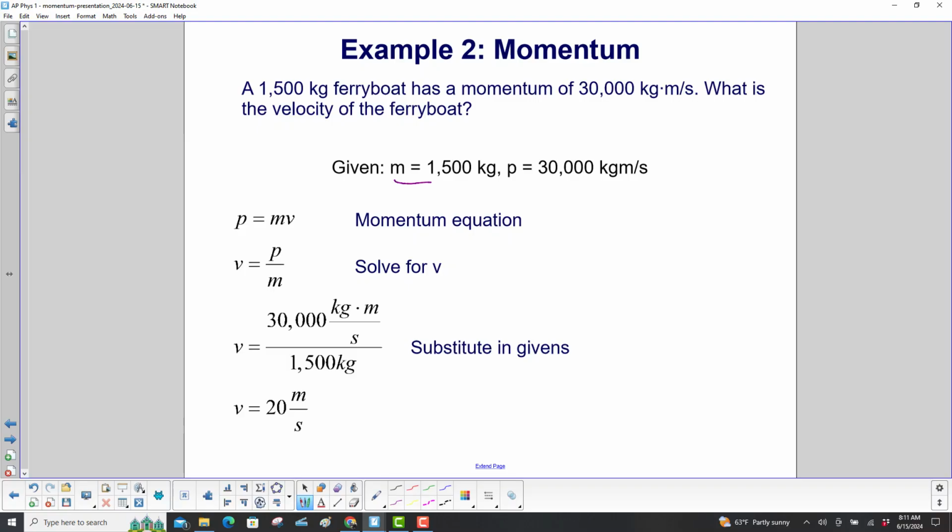We write our givens. And what are we trying to solve for? Velocity. So we start with the momentum equation, isolate the velocity by dividing both sides by the mass, substituting in our variables here, and we get 20 meters per second. So this kilogram cancels out there, so the units check out.